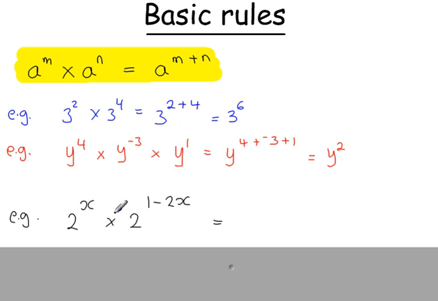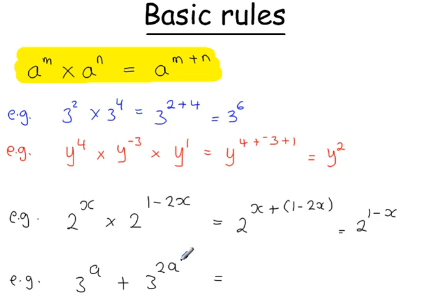In this example, again, we're multiplying. The bases are both 2, so the bases are the same. So we can add the powers. So the x and the 1 minus 2x, we can add them together. So 2 to the power of x plus this, 1 minus 2x, which is equal to 2 to the power of, and the brackets aren't really doing much here. So x minus the 2x gives you minus x, and then you've got a plus 1 there. So you've got 2 to the power of 1 minus x.